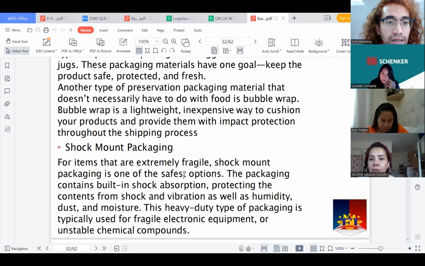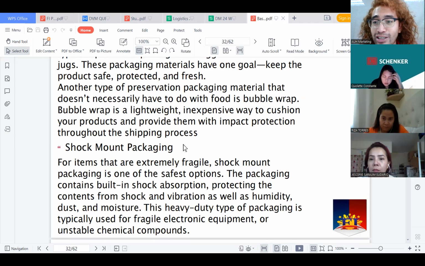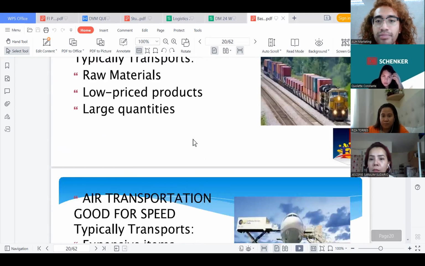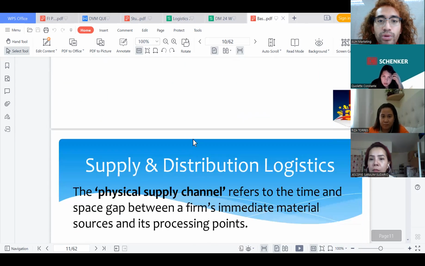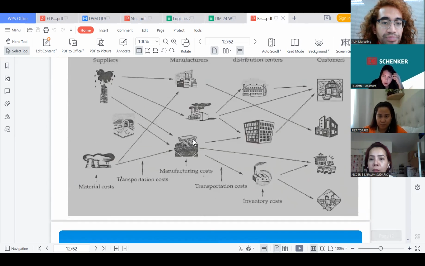Okay. Shock mount pack 11. We have already finished 32 pages. We still have 30 pages of this material. Everyone got a copy of this, right? Yes, sir. Awesome. Now I'll give you your homework.